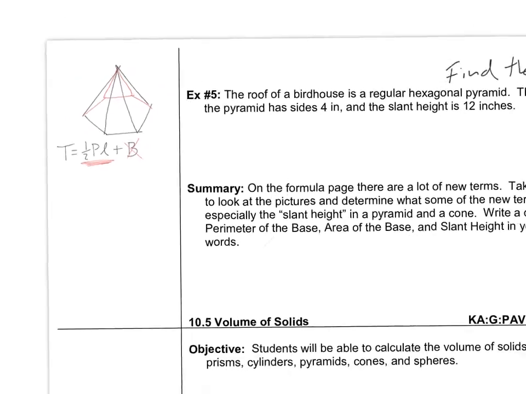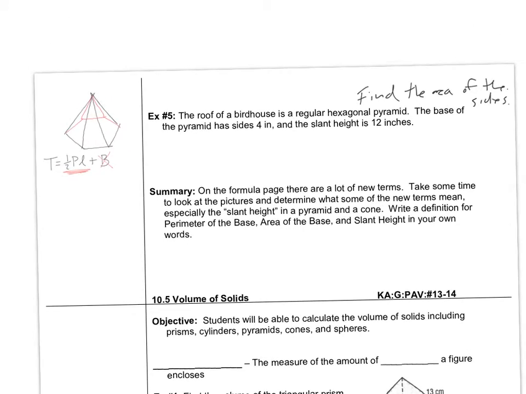So that should be easy because we know what the slant height is and we know what the perimeter is. Well, we don't actually know the perimeter right away, but we can figure it out. If the sides are 4 inches and it's a hexagon base, that means that there's 6 sides. It's just 4 times 6. So T equals 1/2. The perimeter is 4 times 6, so that's 24. And the slant height is right here, it's 12. So that's a pretty easy problem, guys.